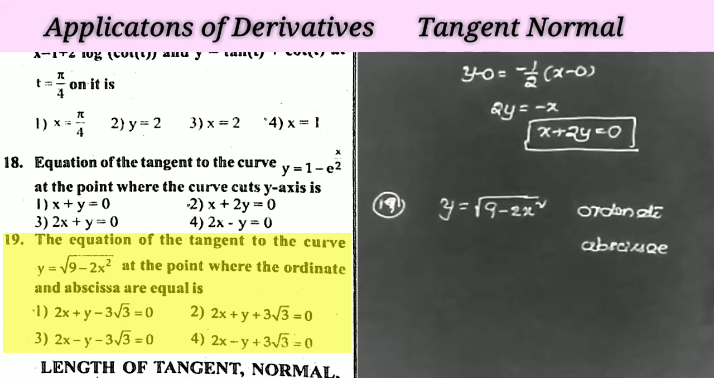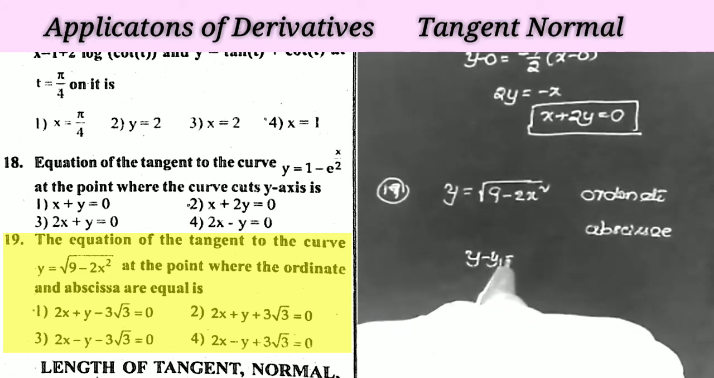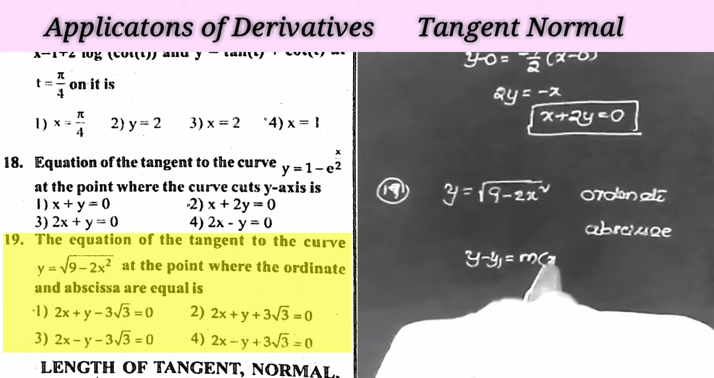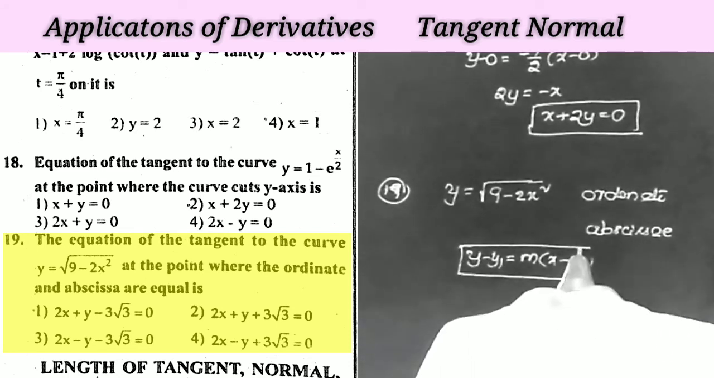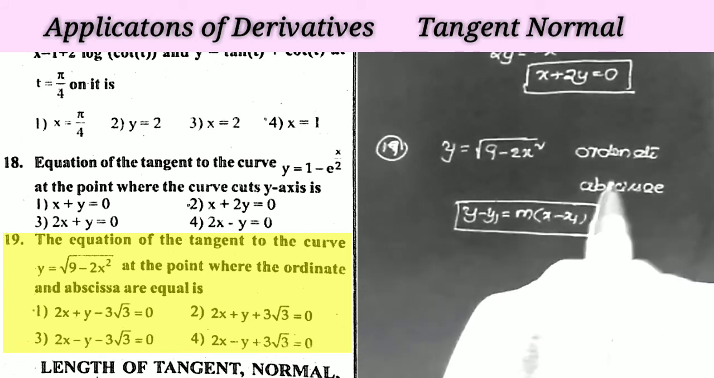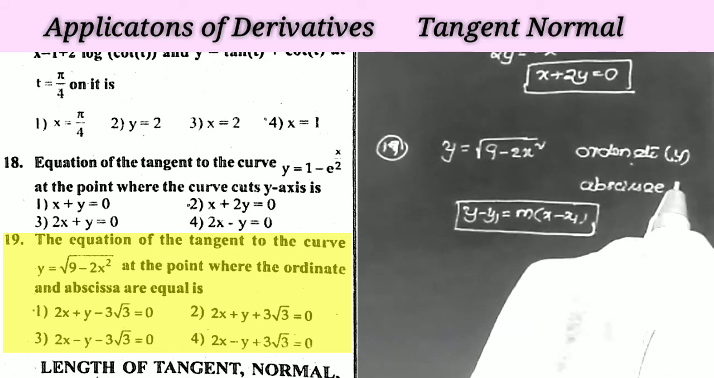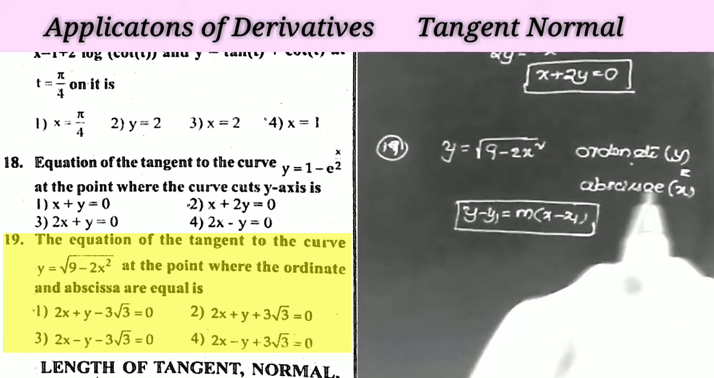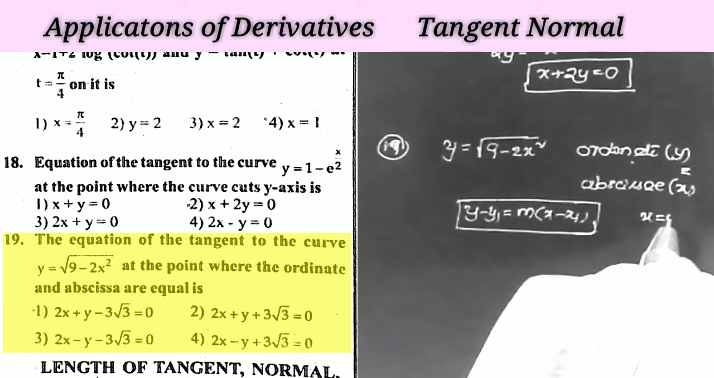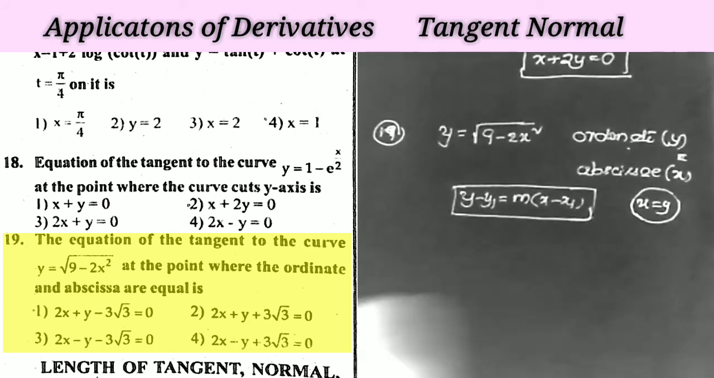So here the question is, find the equation of the tangent. Find the equation of the tangent means the formula is y minus y1 is equals to m into x minus x1. What is the given condition? Point is not given, but one condition is given. What is that condition? Ordinate is equal to abscissa. What is ordinate? Ordinate is equal to y. What is abscissa? Abscissa is equal to x. Given that these two values are equal, that is, given that x is equal to y. By using this condition, we have to find the point first.